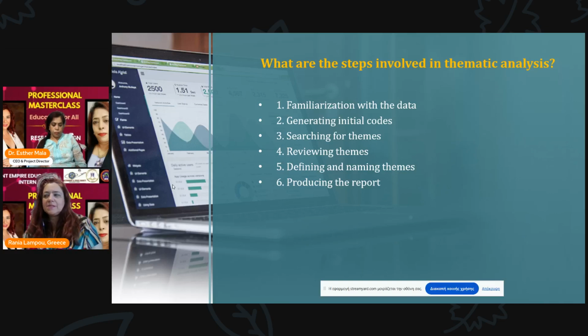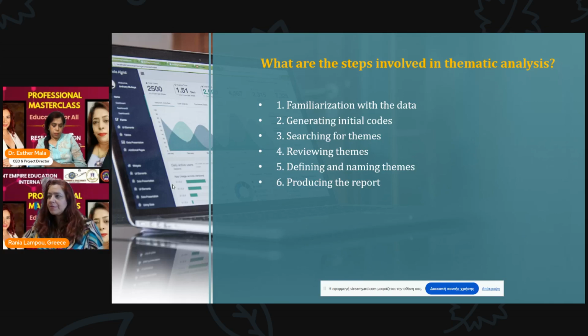Secondly, generate initial codes. What is the goal here? Systematically identify interesting features of the data. How? By coding manually or using software, NVivo or Atlas.ti, or even AI tools. Label chunks of data relevant to the research question. Codes should be meaningful and concise.